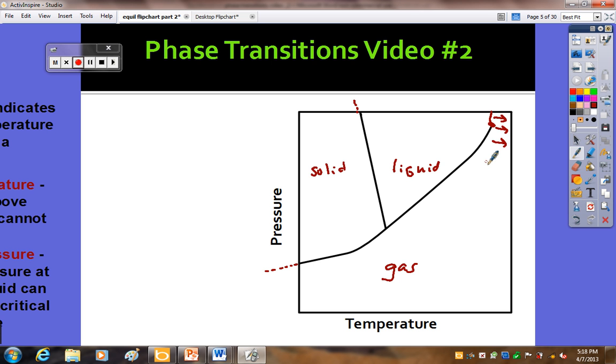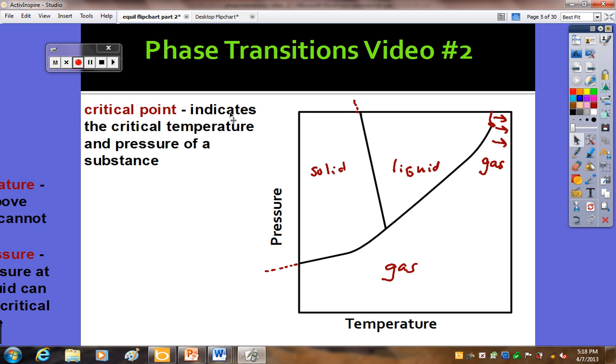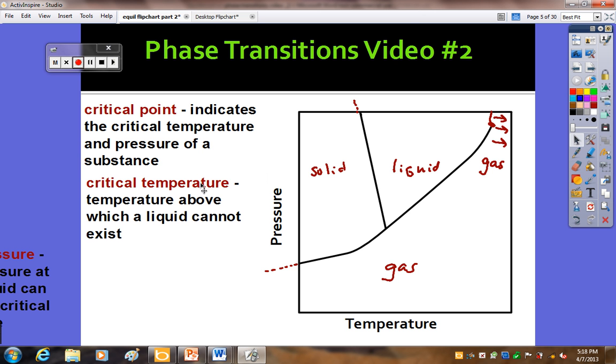What happens is that a liquid cannot exist above this temperature. The temperature is so high that the intermolecular forces break, and that's the end of it. So this point right here is called a critical point. The critical point indicates the critical temperature and pressure of a substance. Now, we've alluded to what this critical temperature means. That temperature is the lowest temperature that a gas would exist, or anything above this temperature must be a gas. So once you go above this temperature, the liquid can no longer exist and you must have a gas.